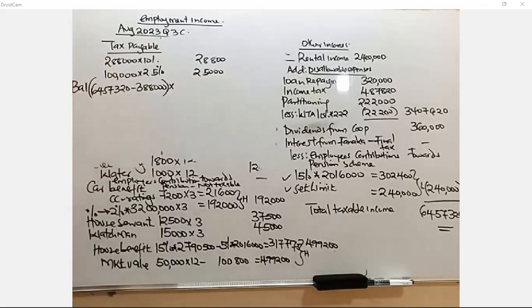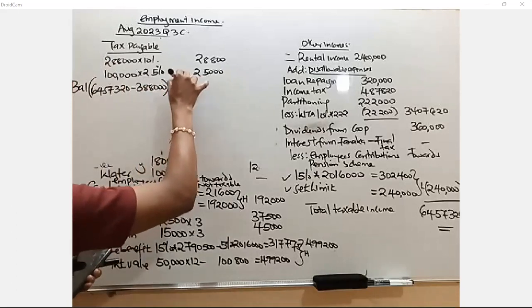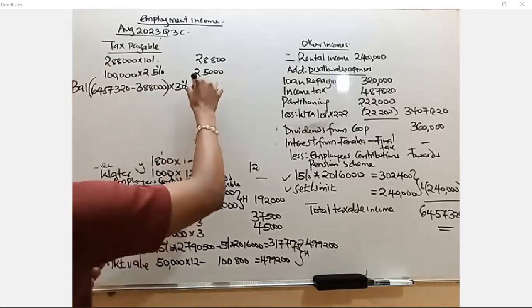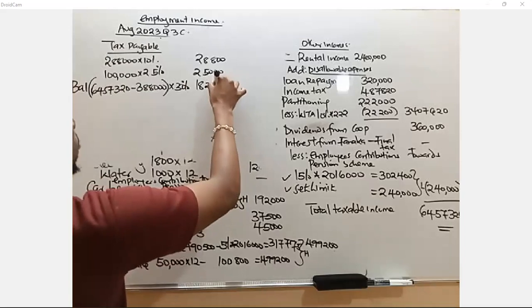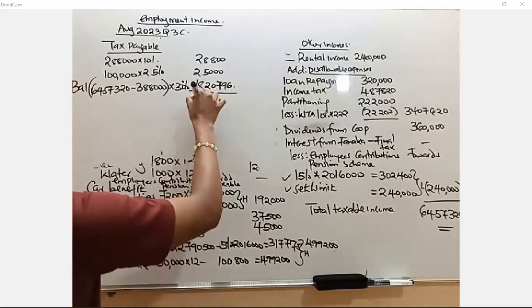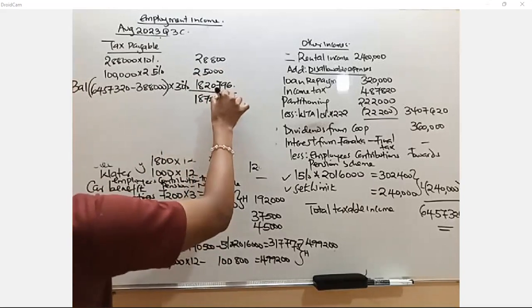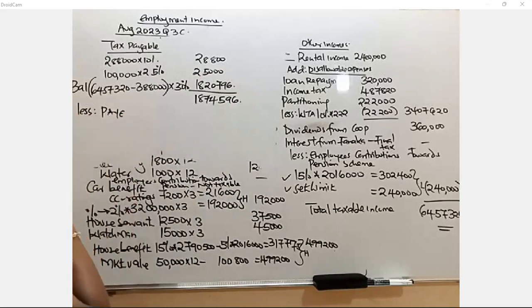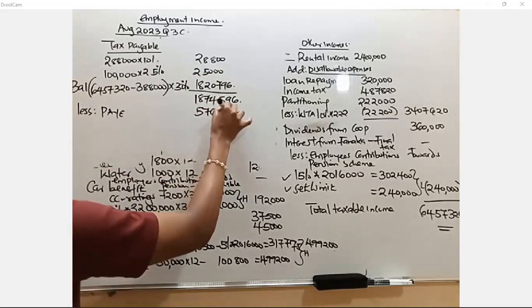This one we multiply by how much? This one we multiply by 30%. Multiply by 30%. 64,57,320 minus 388,000 times 0.3, getting 1,824,596 plus 25,000 plus 1,874,596. We less, we can talk about a pay. Pay yet to likuwa ngapi, 14,000 times 12 should be 576,000.